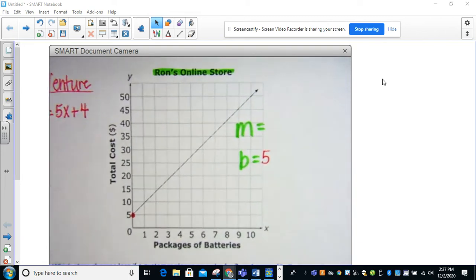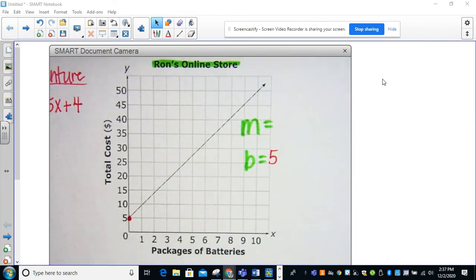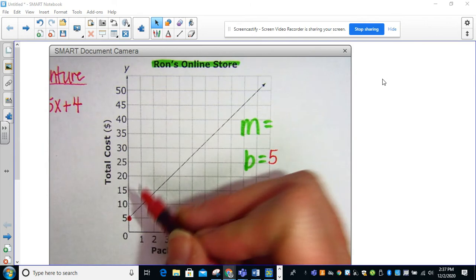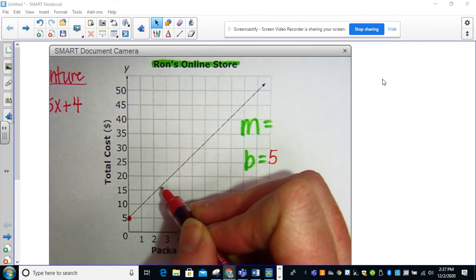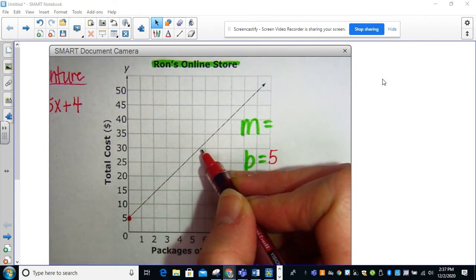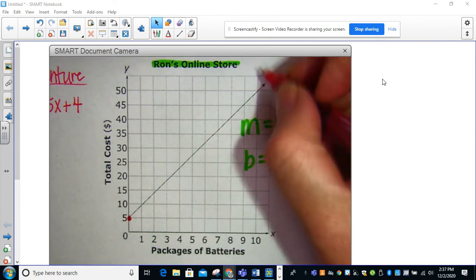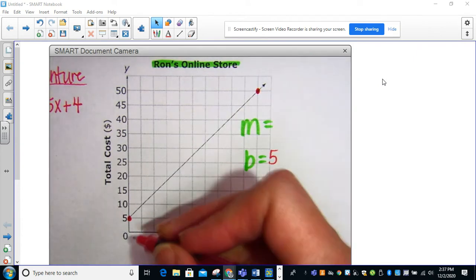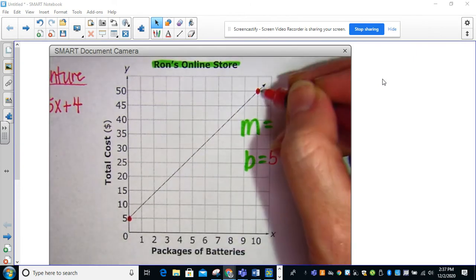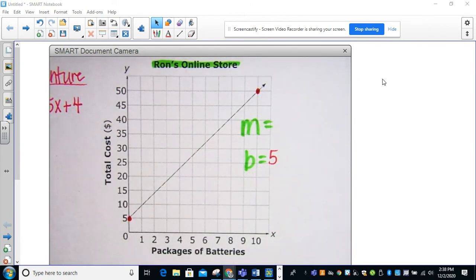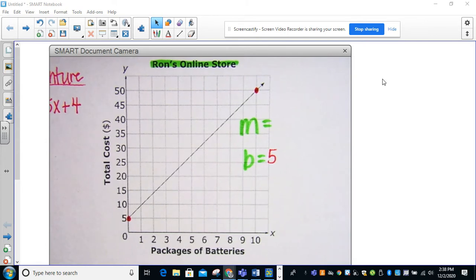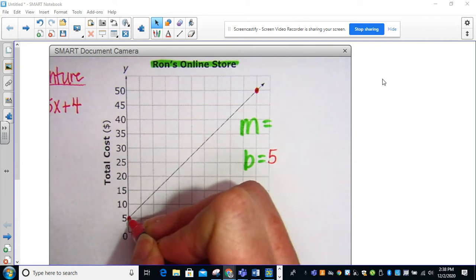Now I'm going to search along this graph. Let me zoom in a little bit here so you can see what I'm doing. I'm searching along this graph until I can find an exact point or a crosshair. And I'm really not seeing one as I scroll through until here. I'm looking for an actual point. This point is (10, 50). Okay? So let's find our slope by doing rise over run from this point to this point.